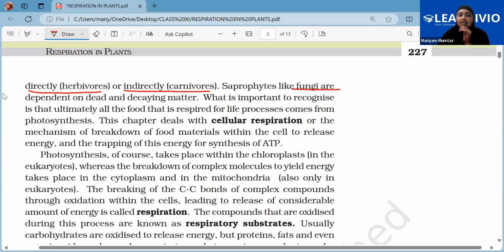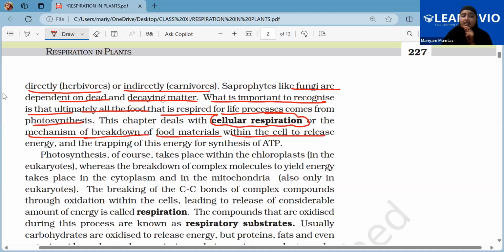Saprophytes such as fungi are dependent on dead and decaying matter. What is important to recognize is that ultimately all the food that is required for life processes comes from photosynthesis. Now, in this chapter, we're going to deal with cellular respiration, meaning respiration at the cell level. It is the mechanism of breakdown of food materials within the cell to release energy, and the trapping of this energy for synthesis of ATP. Because ultimately, whenever the body requires any form of energy, that comes from ATP. So everything will be coupled to ATP synthesis.